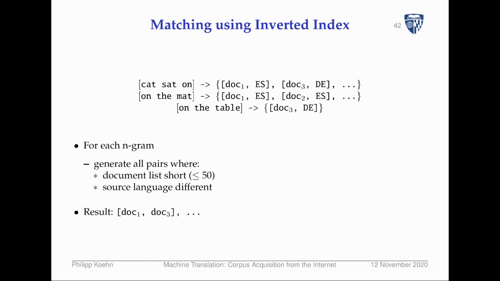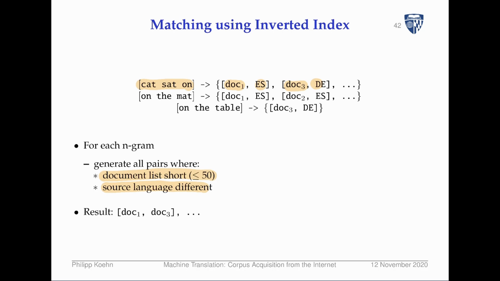So for this n-gram, there's document 1, which is a Spanish document where this n-gram occurs. Here is document 3, which is a German document where this n-gram occurs. Obviously, it occurs in the translation of these documents. So we are mainly interested in n-grams that have doclists that are relatively short, at most maybe 50 documents in which they occur, and also where the documents have different source languages. So we're not interested in n-grams that only occur in English documents or only in Spanish documents.